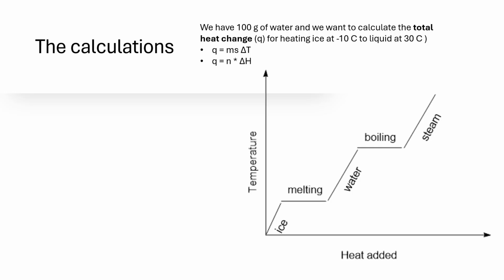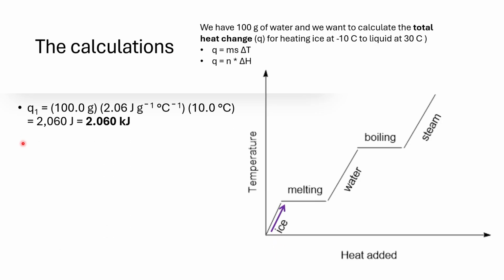We can now do the actual calculation for the specific problem referenced earlier. We have 100 grams of water, and we want to calculate the total heat change, or the total heat we must add, in order to heat ice from minus 10 degrees centigrade to all liquid water at 30 degrees centigrade. We're going to utilize our two different equations, Q equals ms delta T, and Q equals the number of moles times the molar heat of the phase change, in this case, melting.